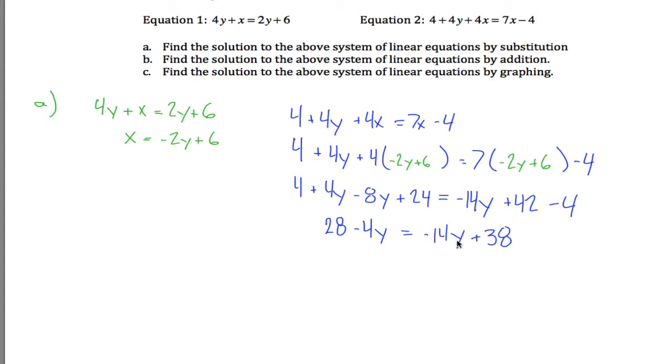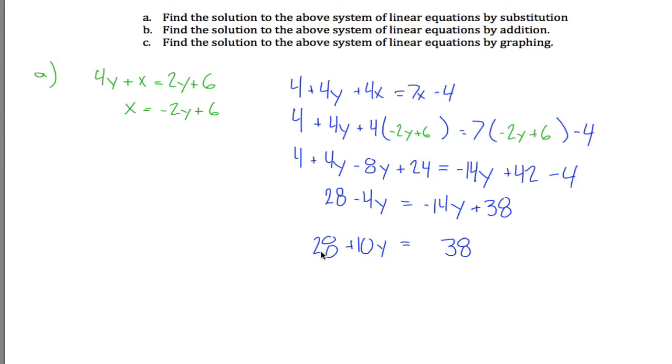Now I got y's on both sides of the equation. I want to move them all over to one side of the equation. So what I'm going to do is add 14y to both sides of the equation. I will get rid of the y's on this side and make what's left with y's over here positive. So if you add 14y to this side, it's gone and you just have 38 left. If you add 14y over here, then negative 4y plus 14y leaves you with 10y.